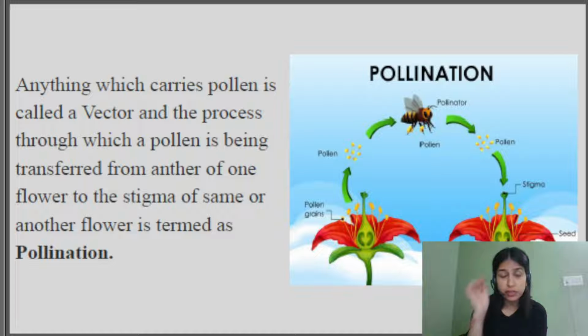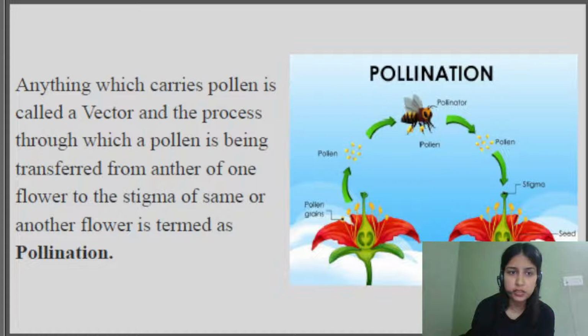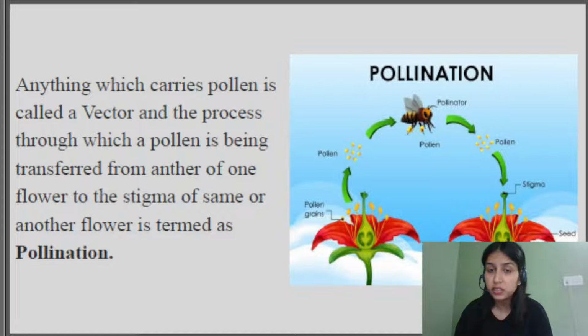So any vector, any agency that is carrying the pollen from one flower towards another, we are calling it a vector. And the process through which pollen is transferred from the anther of one flower to the stigma of the same or another flower is termed as pollination. So this whole process of transferring the pollen from one place to another, from the anther, the male part of the flower, towards the stigma, the female part of the flower, we are calling pollination, because pollen are being transferred. I hope the definition of this process is clear to you.